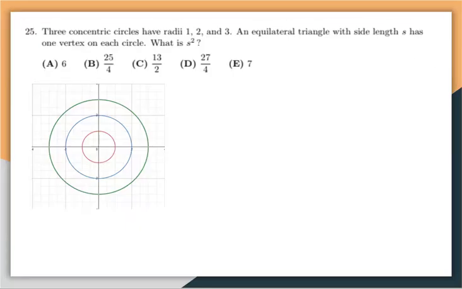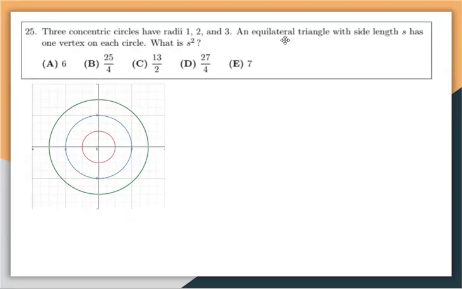Hello, everyone. So this is number 25. Three concentric circles have radii 1, 2, 3. An equilateral triangle with side S has one vertex on each circle, and we want to find S squared.